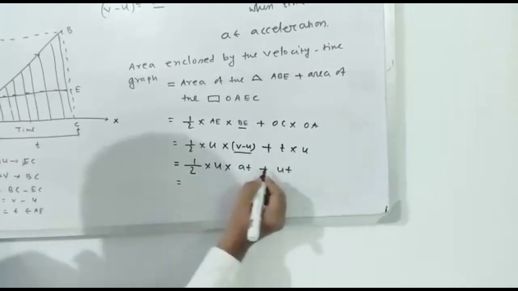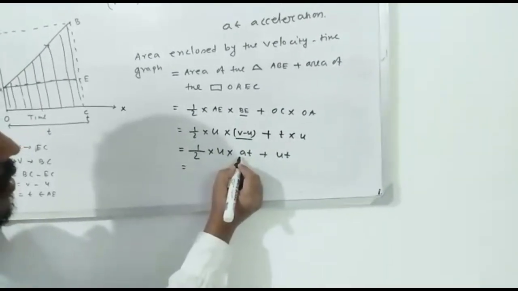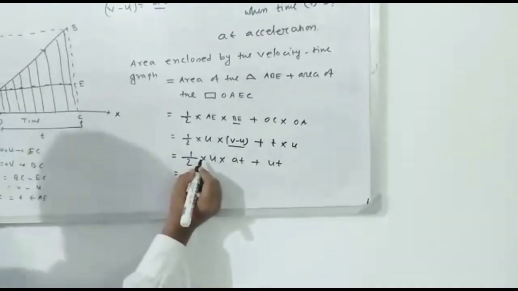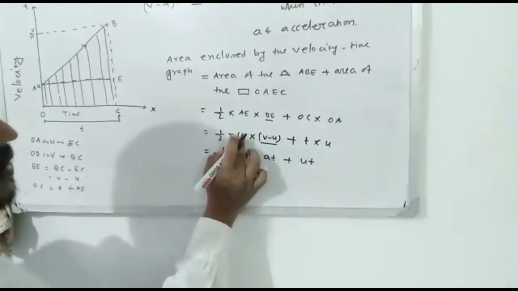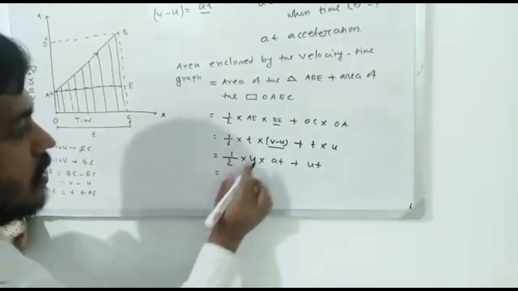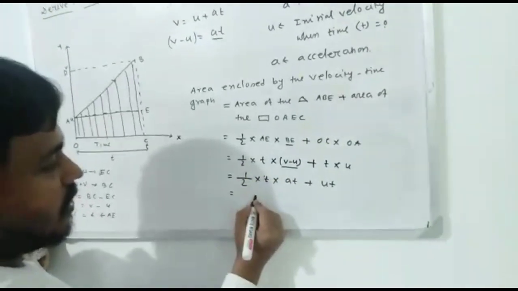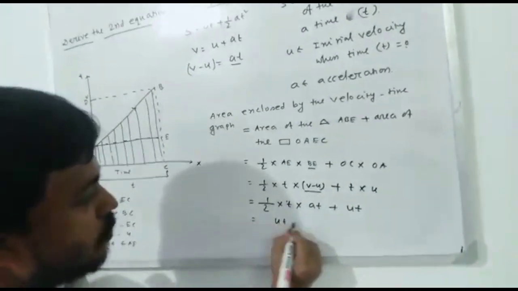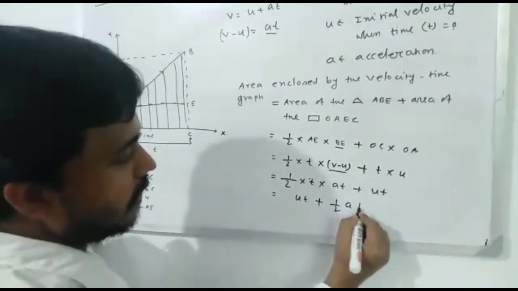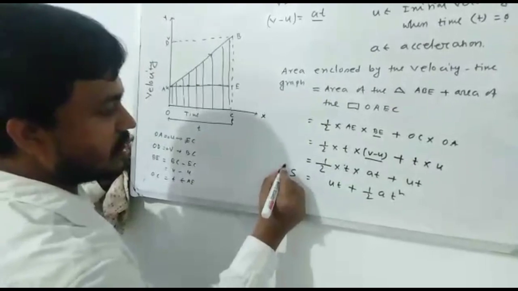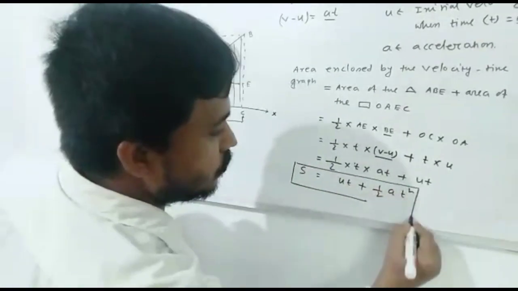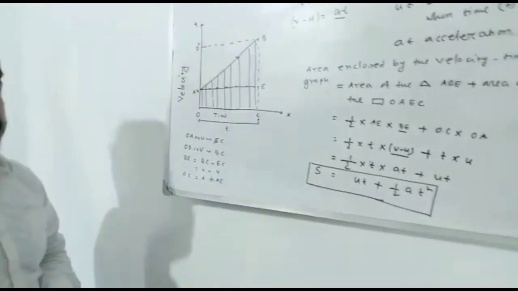Now V minus half AE equal to, sorry, this is AE equal to T, not U. So finally the equation takes the form UT plus half A T into T, which means T square. So the final displacement equation will be S equal to UT plus half A T square.